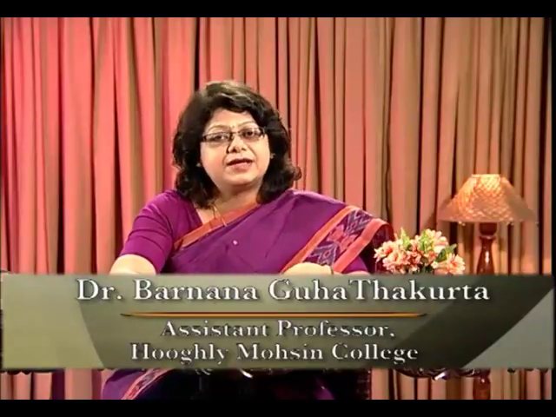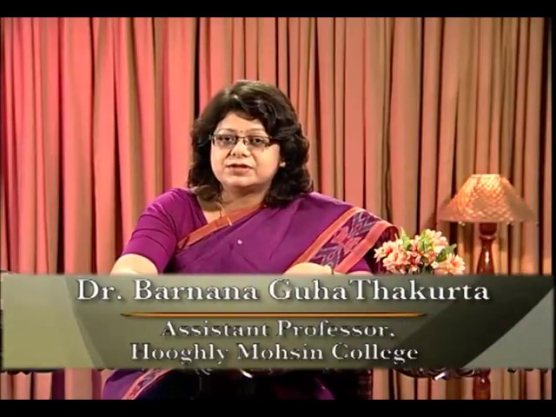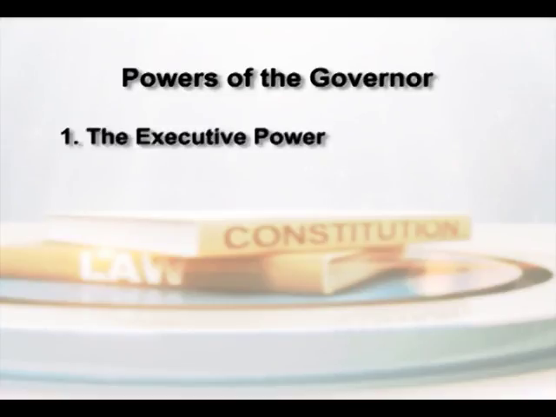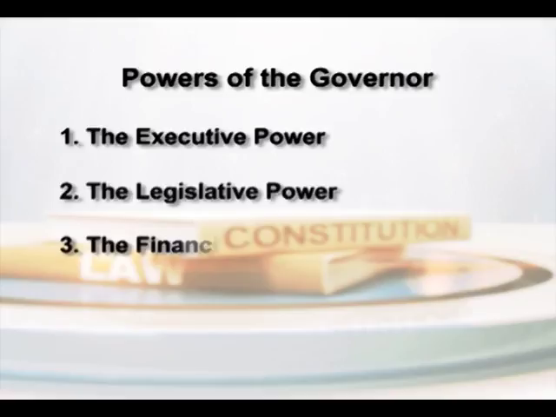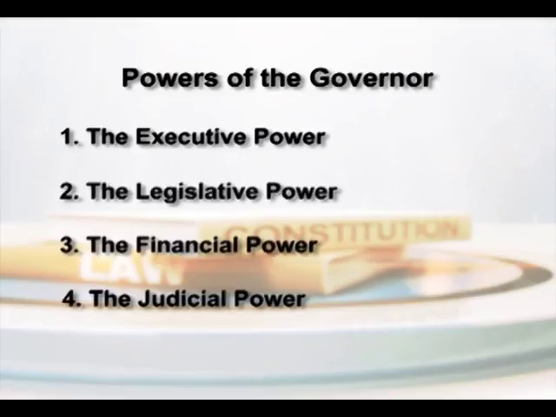In fact, the president and the governor, being the head of the executive, have powers which can be said to be analogous to a certain extent. However, unlike the president, the governor does not have any military or diplomatic powers. Now, the functions and powers of the governor can, for our convenience, be divided into four broad categories. These are, namely, the executive power, the legislative power, the financial power, and the judicial power.